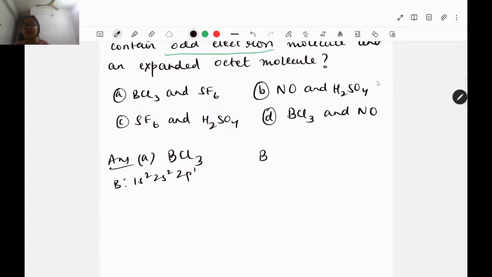And chlorine is in the fluorine group. Fluorine had 1s2, 2s2, 2p5, right? So chlorine will also have something like, I am not writing the other electrons, I am just writing the last pair. It is 3s2, 3p5.